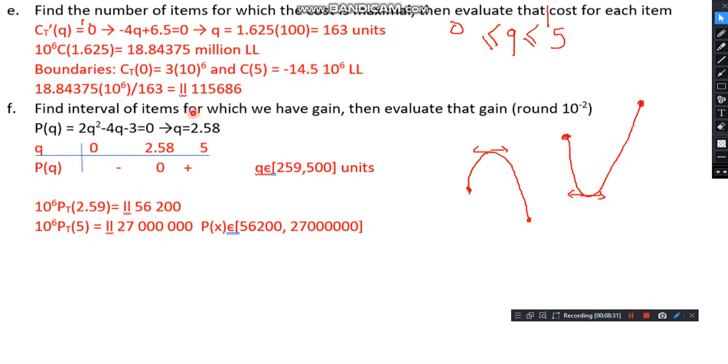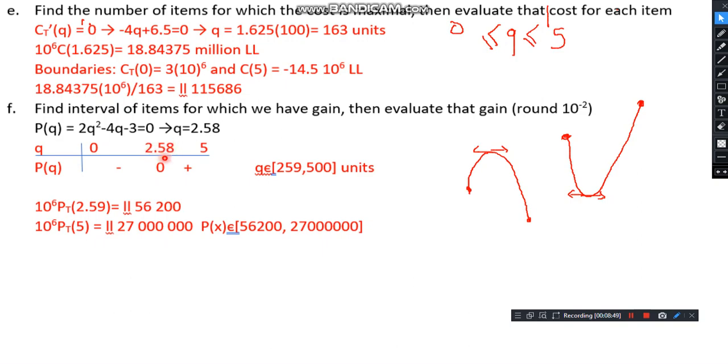Find the interval of items for which we have gain, then evaluate that gain. So we take the profit, gain or loss, and we have the profit. It's a table of sign, as we know, we did before. So you have here two roots. One of the roots is rejected, since I want between 0 and 5. You must round it to 10 power minus 2.